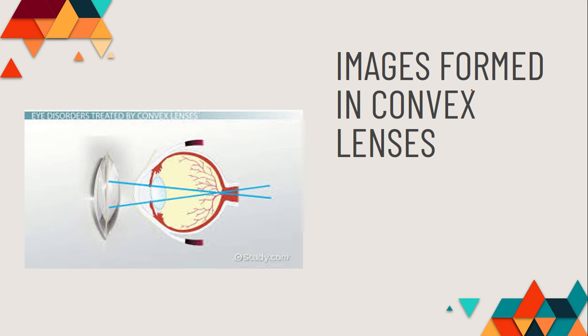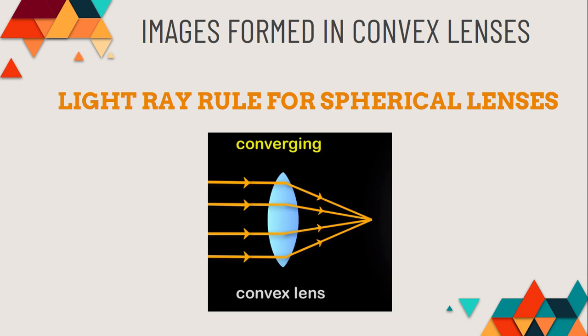Next, we have how images are formed in convex lens. So, paano nga ba na-form? Tingnan natin. Paano ba nakukuha yung imahe? We have the light ray rule for spherical lenses. So, we have the converging convex lens. Tatama dito ang light kay lens, then pupunta naman siya dito. Nagkakaroon ng converging dito.